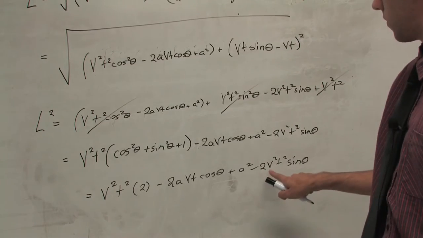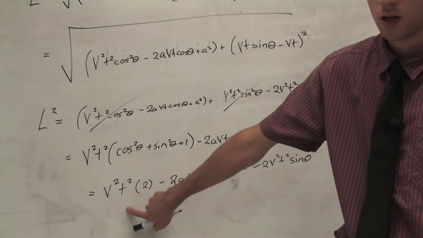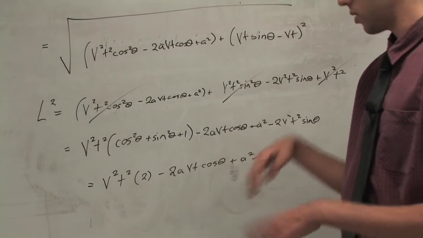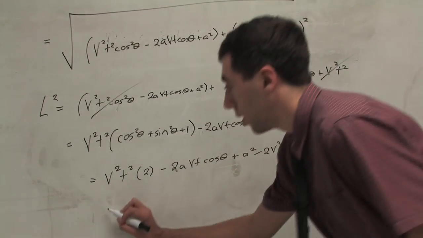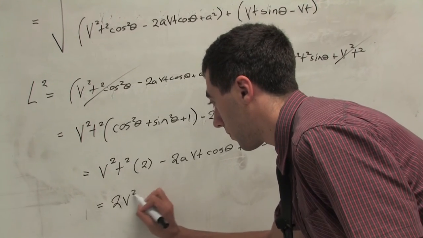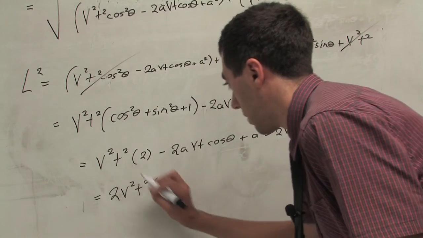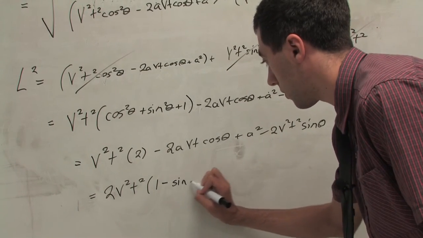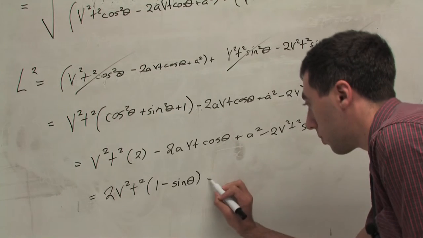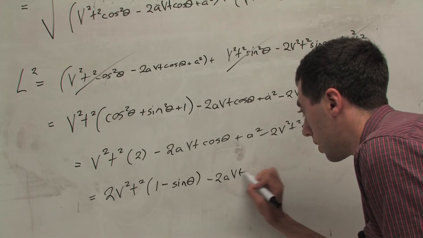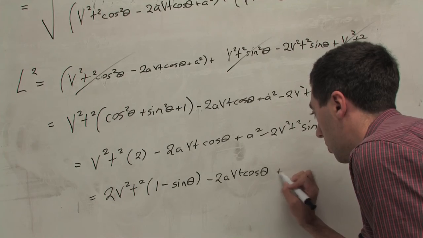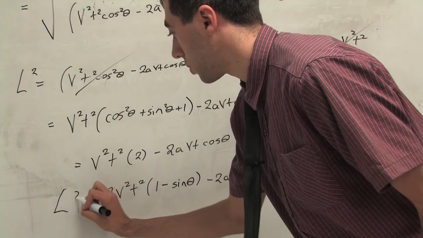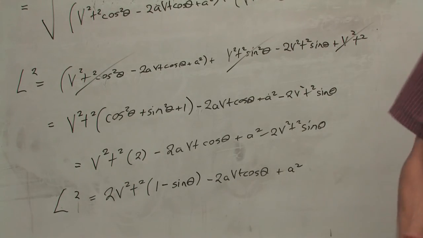Now again, we realize v squared t squared is also there, and they also have 2's out the front as well. So we're going to factorize out 2v squared t squared. And now that's 1, and then we've got minus sin theta left. And the remaining part, we've got minus 2a vt cos theta and plus a squared. And that's it. We've shown that L squared equals that. There you go.